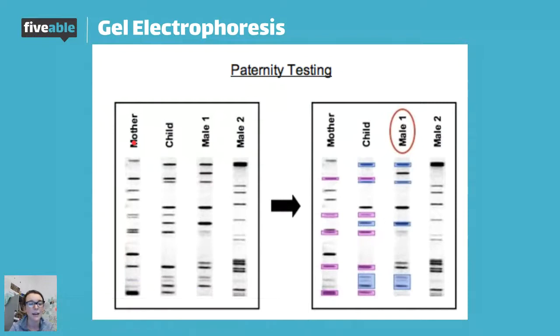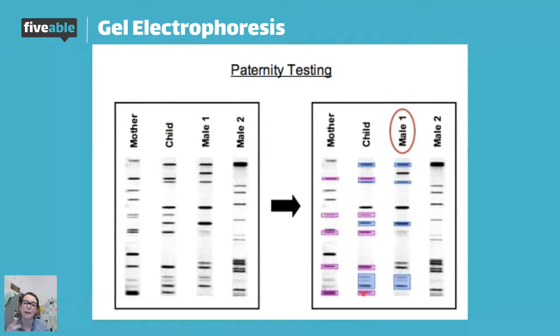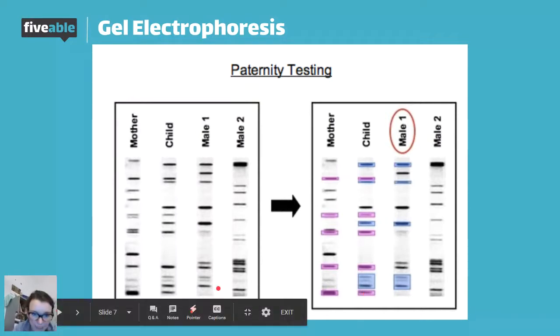And then we can compare mother to child and child to male 1 versus male 2. Okay, so what you'll notice here, and it's much easier to see on the right-hand side, is that we have some identical banding patterns between mother and child, all the ones that you see in pink, meaning these are segments of DNA that are identical between mom and kid, okay? Then we want to compare, and you can kind of visualize this right over here on the left. We want to compare who has more similarities with the child.